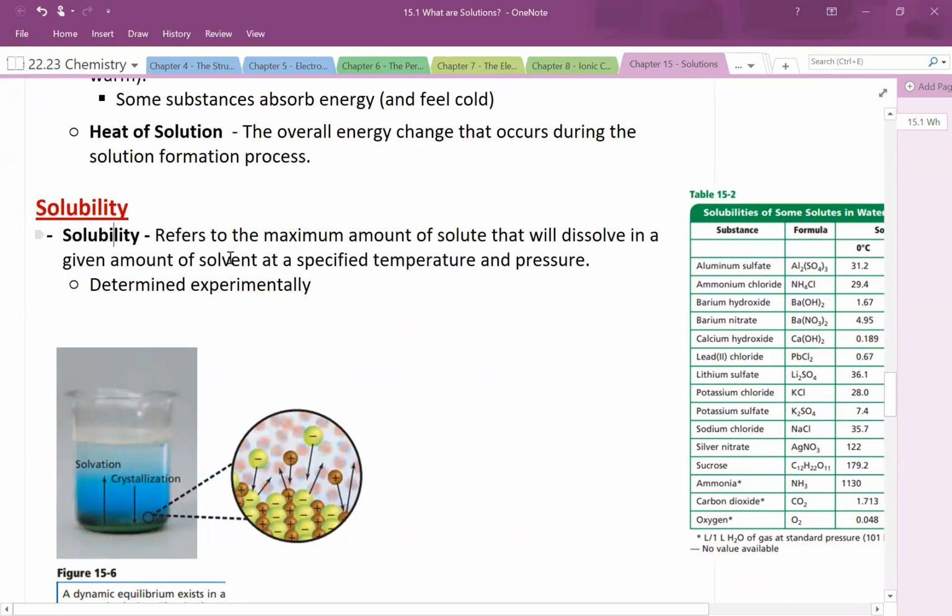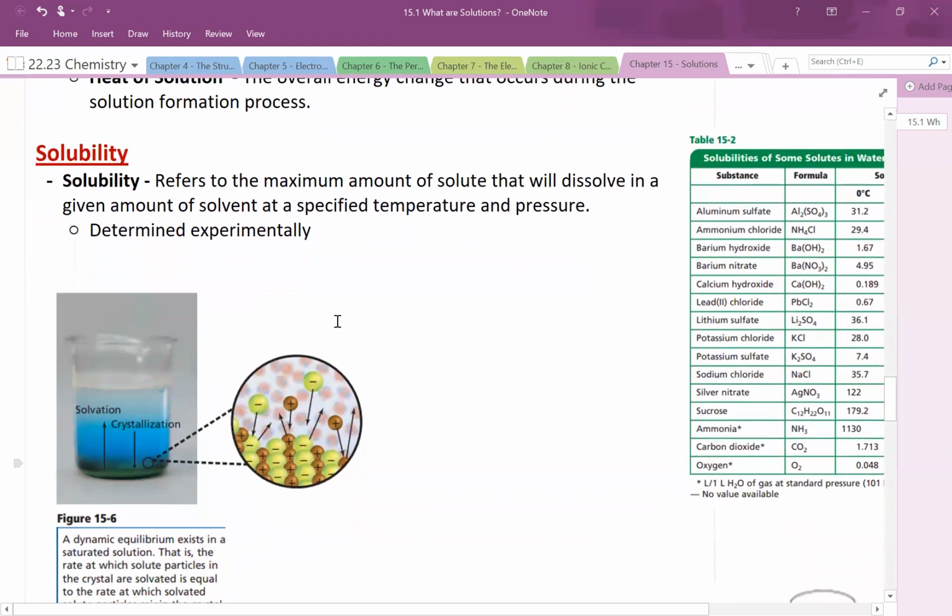Again, solubility refers to, and here's a vocab word, the maximum amount of solute that will dissolve in a given solvent at a specific temperature and pressure. Spoiler alert, temperature and pressure can change the solubility of things. That's why we have to have them at a specified temperature and pressure.